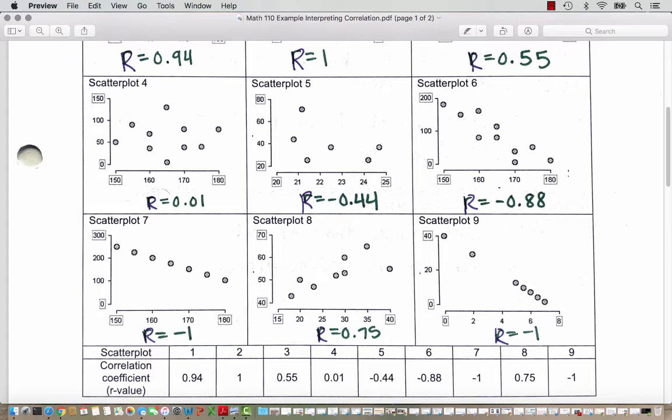And then scatter plot 9 is a negative association, and the points are a perfect fit to a line with negative slope. And so we get correlation -1. So this is confirming what we saw in scatter plot 7.